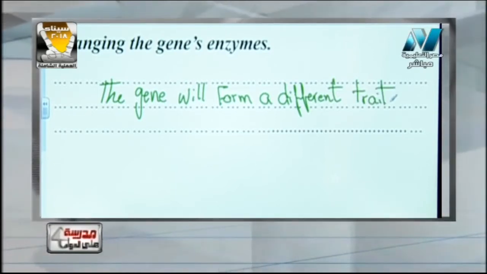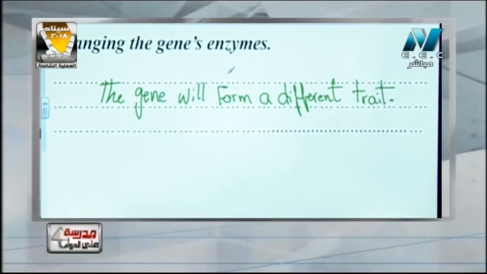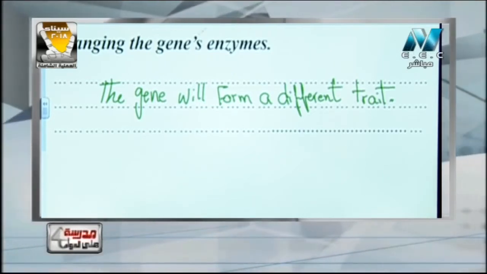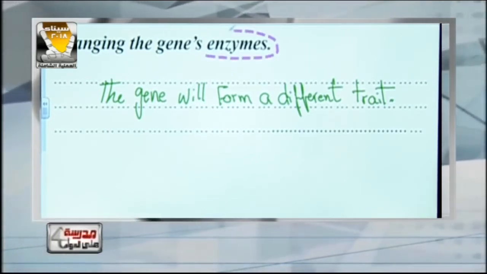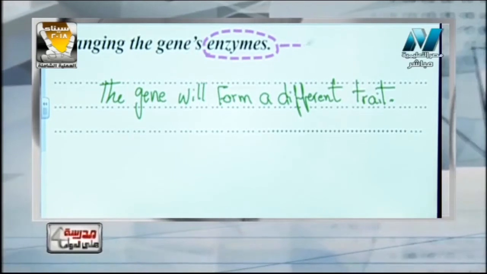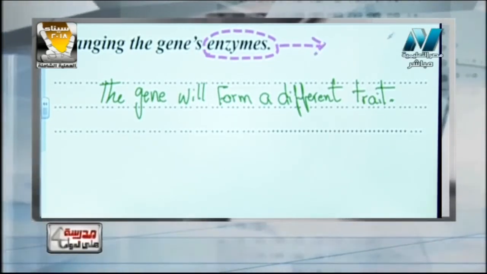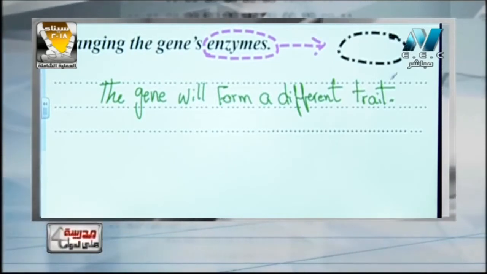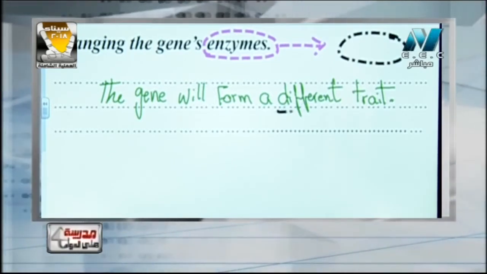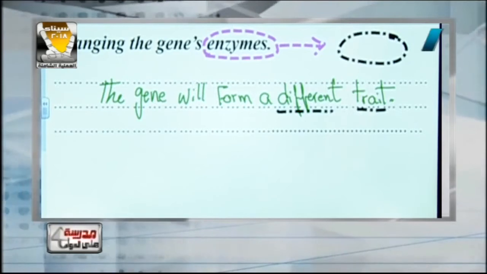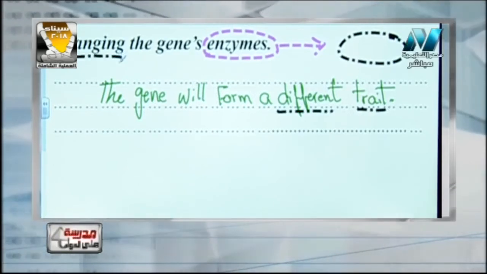Because each gene produces a special enzyme, and each enzyme will produce a special protein, so each protein will produce a special trait. So here we will produce a different trait because of the change in the gene's enzyme.